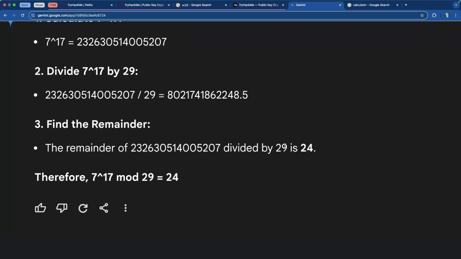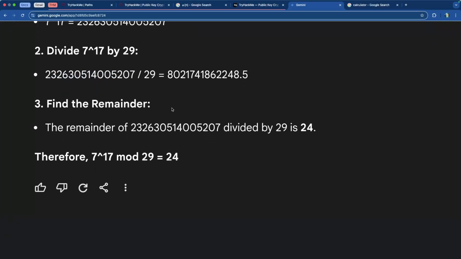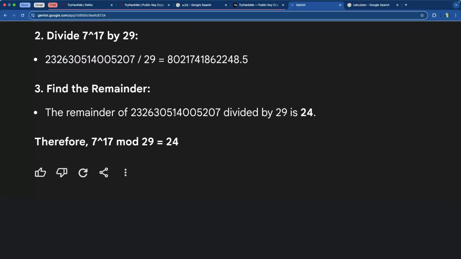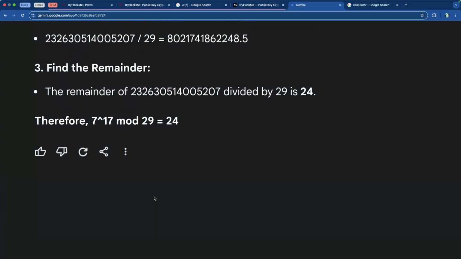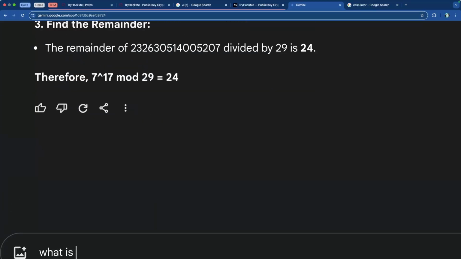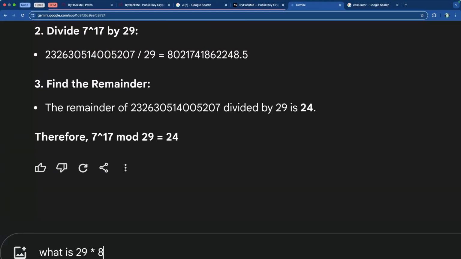So I would assume that it's 29 multiplied by this, and then whatever that number is, we subtract that from this, which ends up giving us 24, right? So let's try that real quick. So we'll actually do that here. So what is it? What is 29 multiplied by, what do we have?